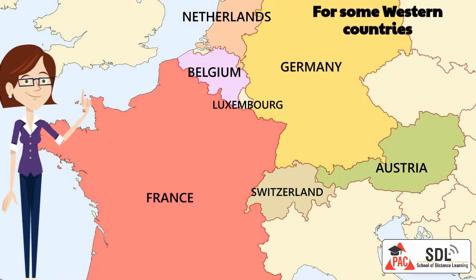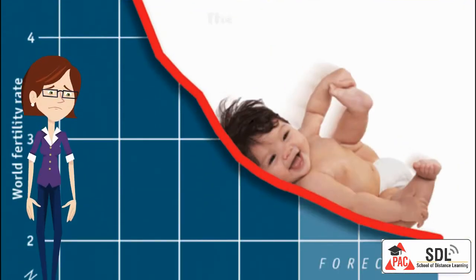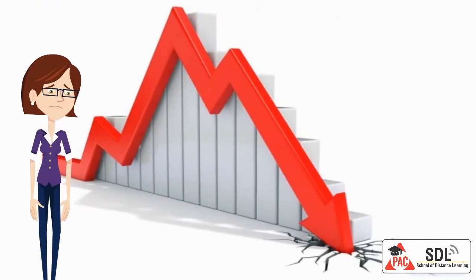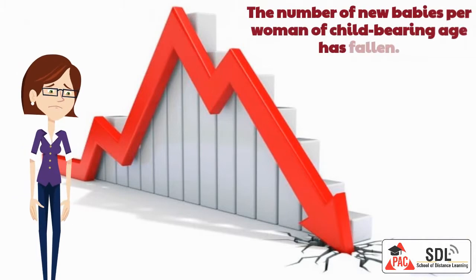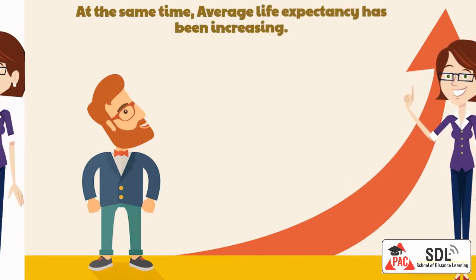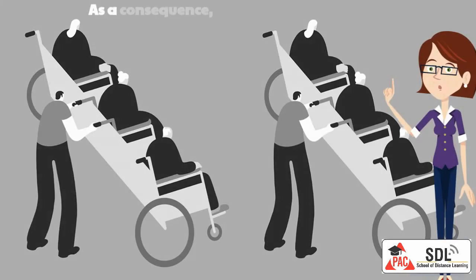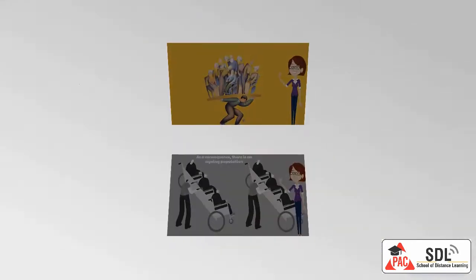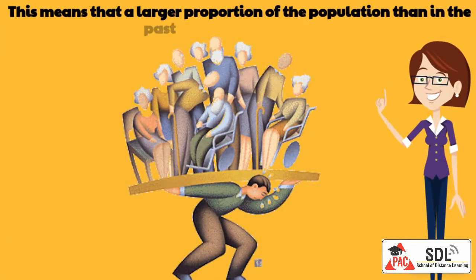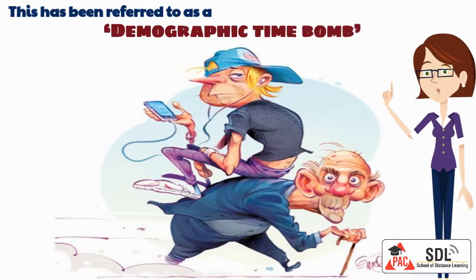For some Western countries, there is an aging indigenous population, where the birth rate is historically low, and the number of new babies per woman of childbearing age has fallen. At the same time, average life expectancy has been increasing. More people are living until an older age than in the past. As a consequence, there is an aging population. This means that a larger proportion of the population than in the past will be of an older age. This has been referred to as a demographic time bomb.